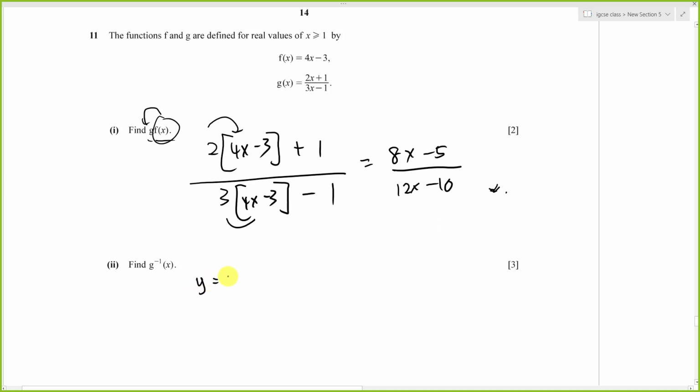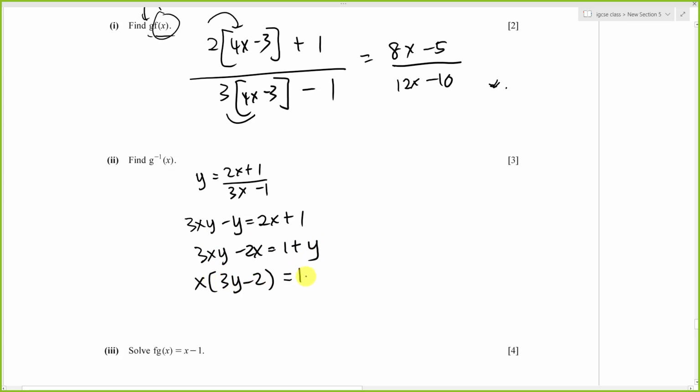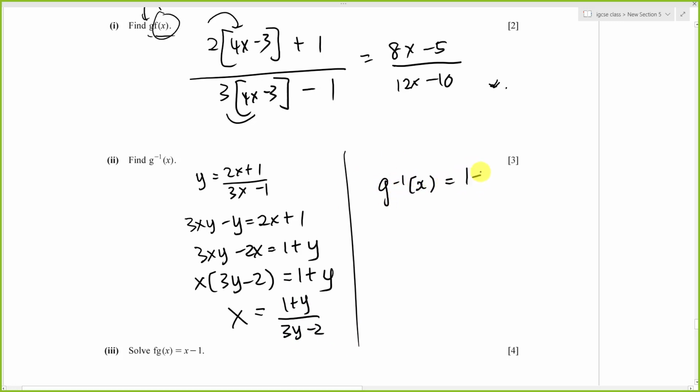g inverse. Okay. So let the y become g(x) and then make x the subject. So 3xy - y = 2x + 1. So 3xy - 2x = 1 + y. Factorize out the x: x(3y - 2) = 1 + y. Then x = (1 + y) over (3y - 2). Then change the x into g inverse: g⁻¹(x) = (1 + x) over (3x - 2).